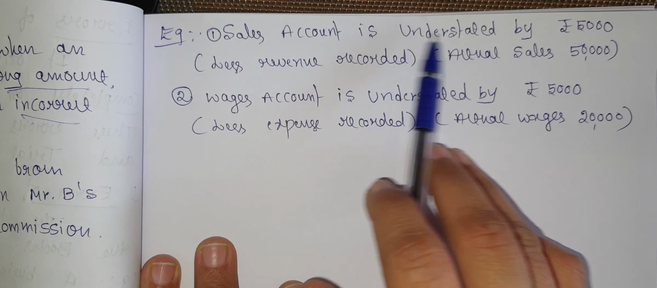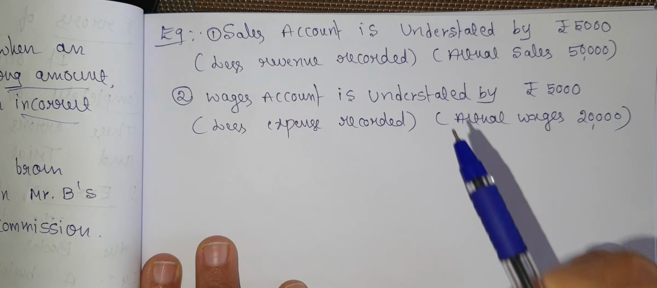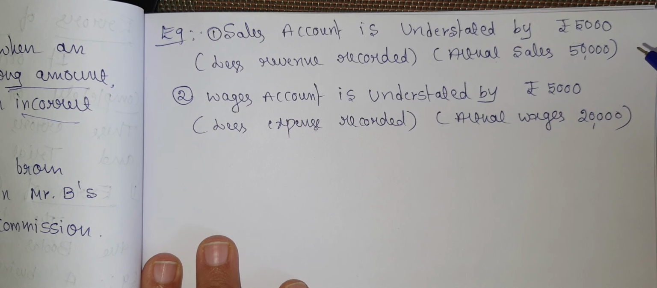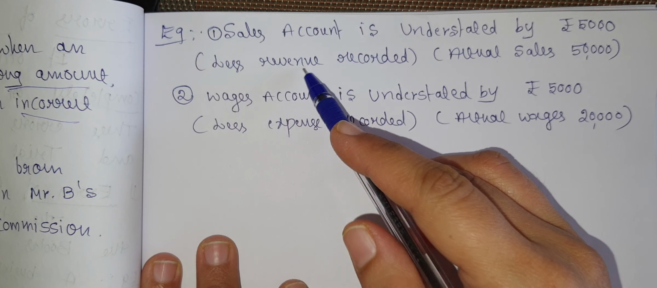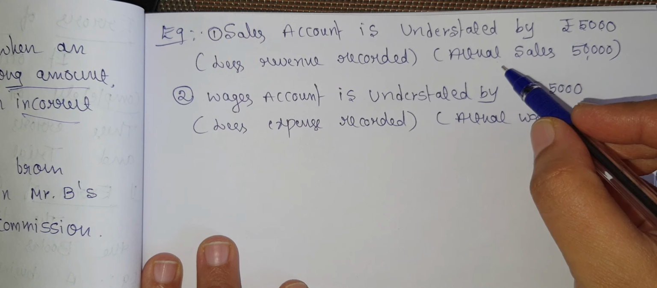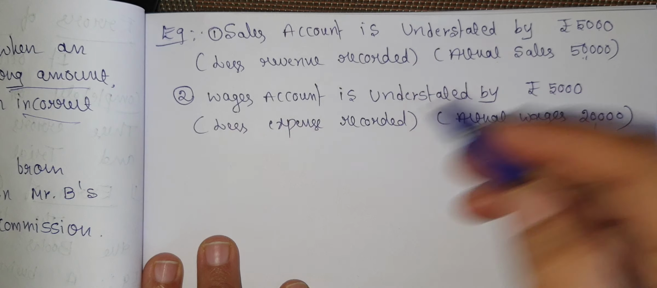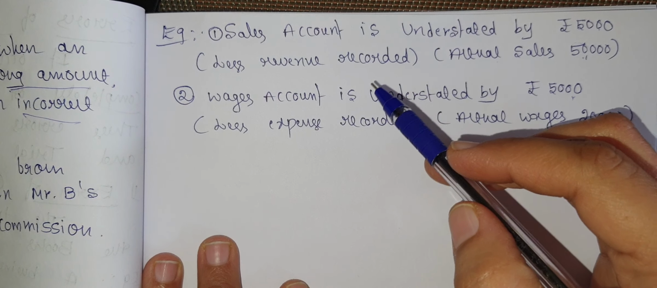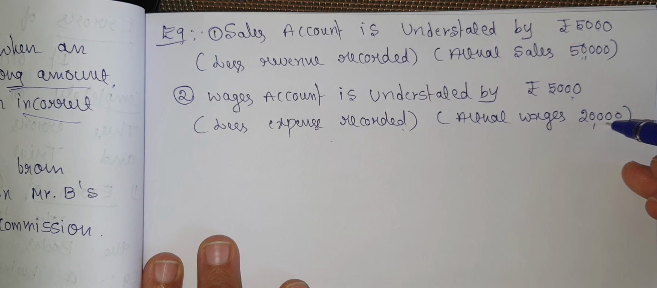Sales account is understated by rupees 5,000. Sales is an income. It is understated by rupees 5,000, which means less revenue is recorded. Actual sales is rupees 50,000, but they recorded rupees 45,000. And the wages account is understated by rupees 5,000. Wages is an expense, so less expense is recorded. Our actual wages are rupees 20,000, but they recorded rupees 15,000.